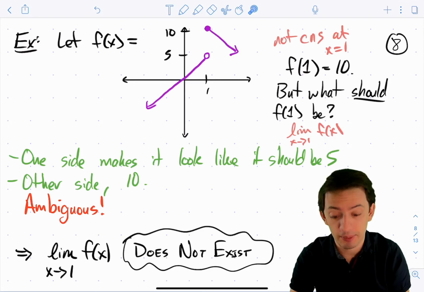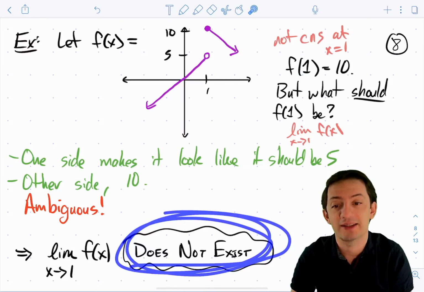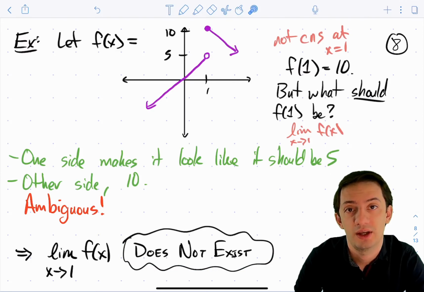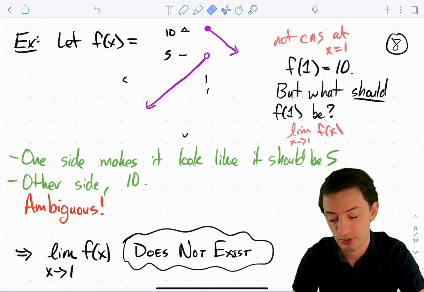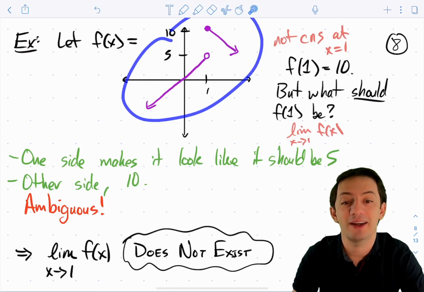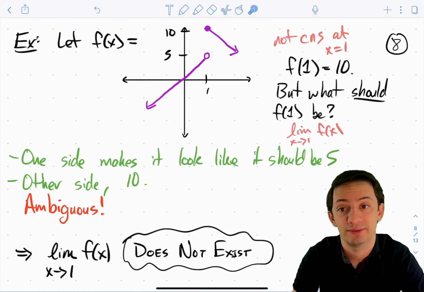So this is an example of where the limit does not exist. If you can't answer the question, what should it be, then the limit doesn't exist. And that's a perfectly fine answer. Some limits, like this one right here, just don't exist.